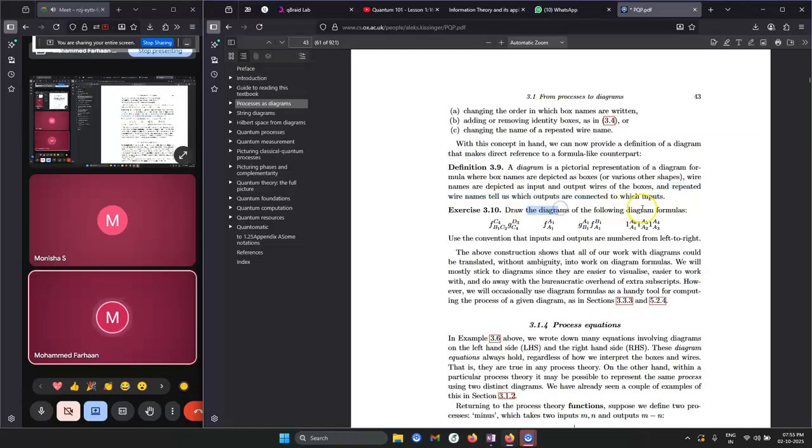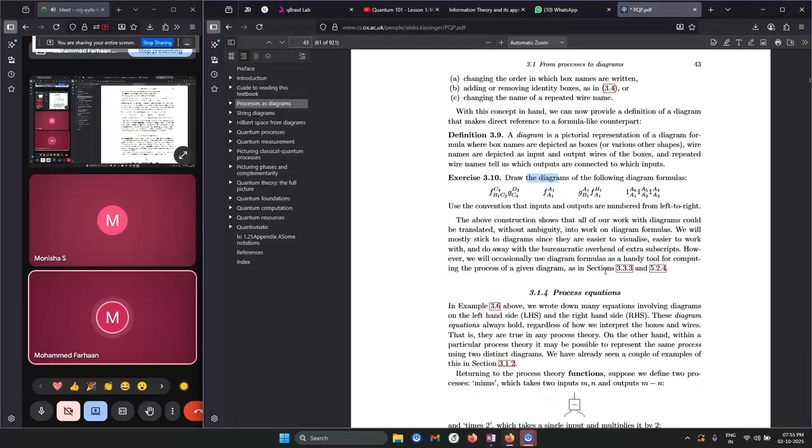Draw the diagrams of the following diagram formulas. Will you send this as an assignment? Or you can just post it in the group. Don't think of it as an assignment. Just think of it as, okay guys, here's the solution to 3.10.